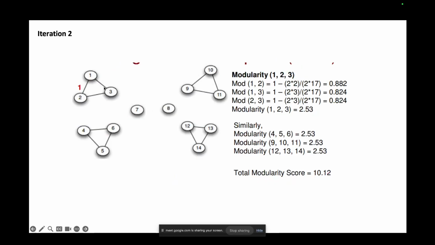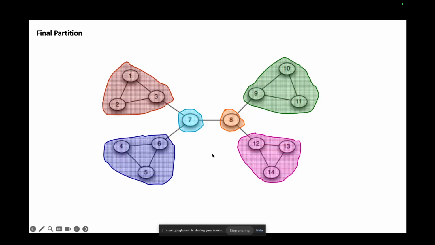Now, if you remove further edges, what will happen is the modularity score will decrease because these connected components will be gone. You can try doing it, but it will decrease. This is the maximum modularity score that you'll ever get, which is 10.12. So this is actually the best partition. So how many clusters have been found? 1, 2, 3, 4, 5, 6. Right. So this was an example for a simple network.